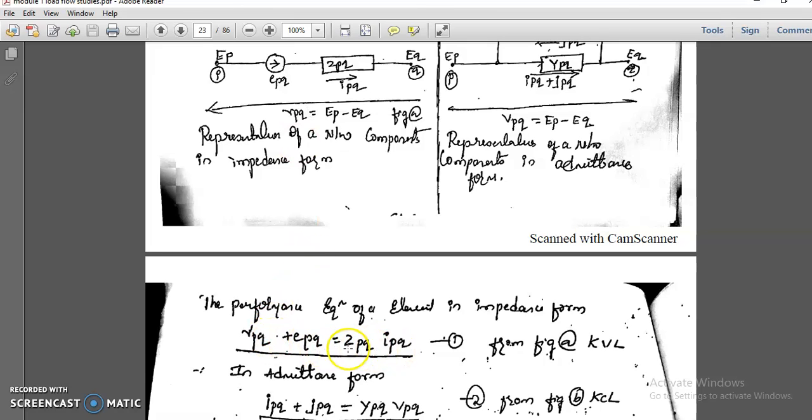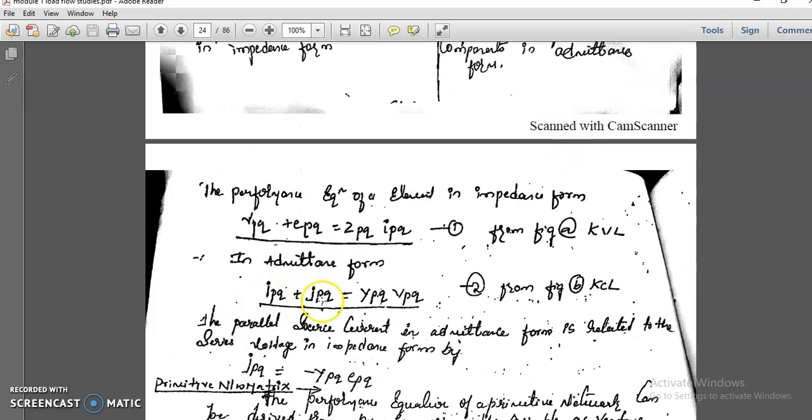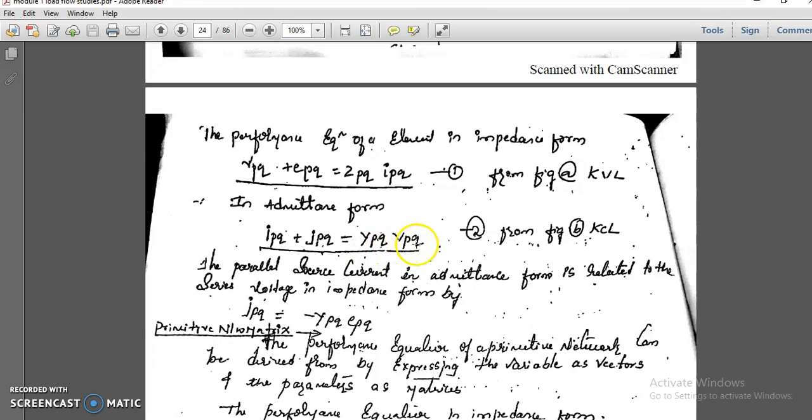This you know, and as you have done in Symmetrical Components, I bus is equal to Z bus into V bus, V bus equals Z bus into I bus. Same thing here, V is equal to Z into I. V is here the total voltage, VPQ and EPQ, and that is equal to ZPQ into IPQ. This is for KVL we are applying here. Here we are applying KCL. Two currents here. I is equal to Y into V: IPQ plus JPQ is equal to YPQ and VPQ.